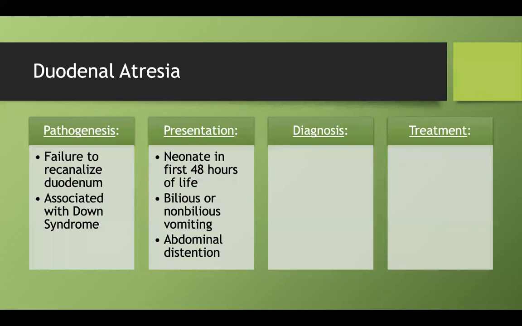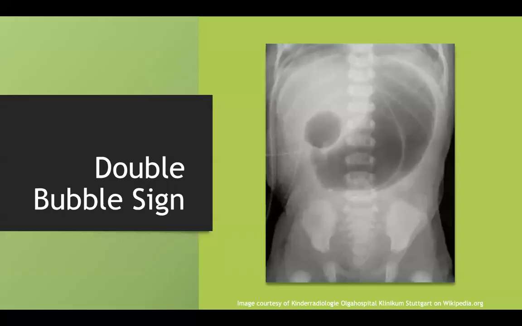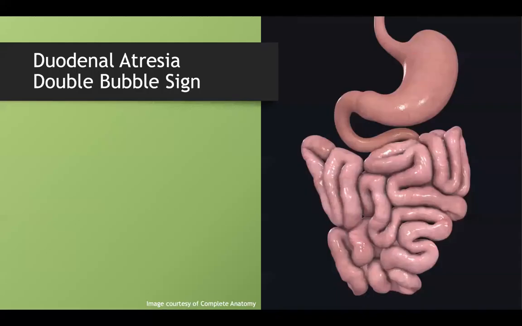You'll see abdominal distension oftentimes, but what they really love to test you on and what you have to know is that on X-ray you're going to see what's known as the double bubble sign. And this is a dilated stomach and proximal duodenum. So here's an X-ray of somebody with duodenal atresia. You can see here that one of the bubbles is the stomach, and the second bubble is located here. That's our proximal duodenum.